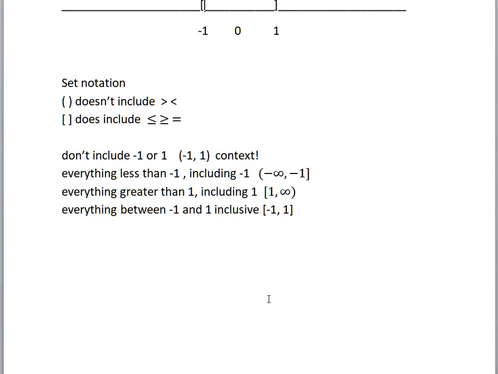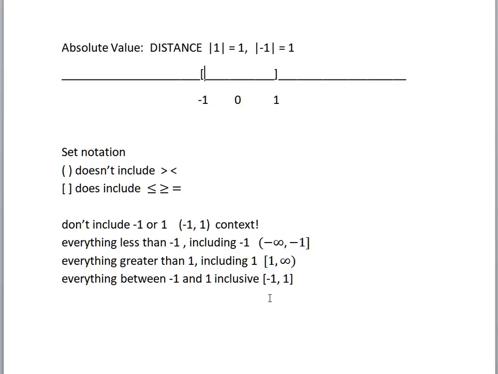And I think I'm going to stop at this point. In fact, I think that is the end of where I wanted to cover.